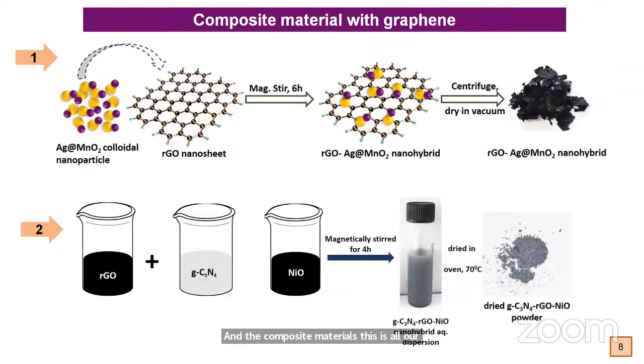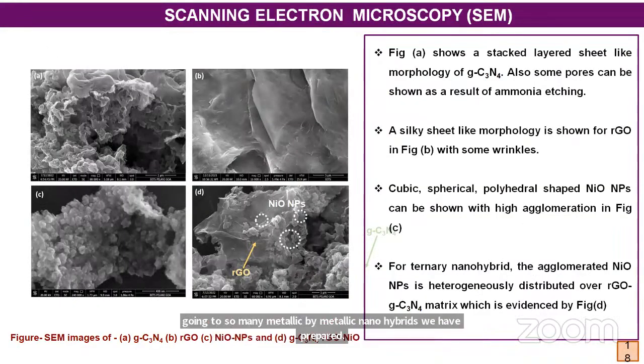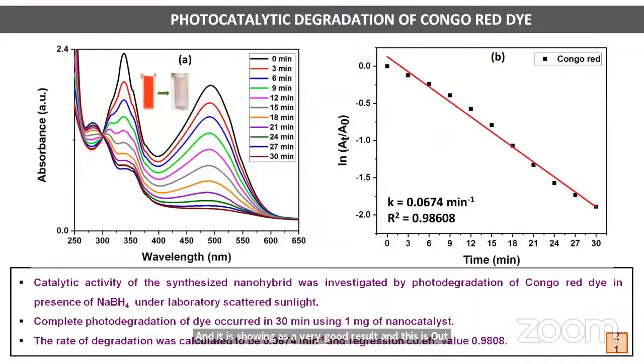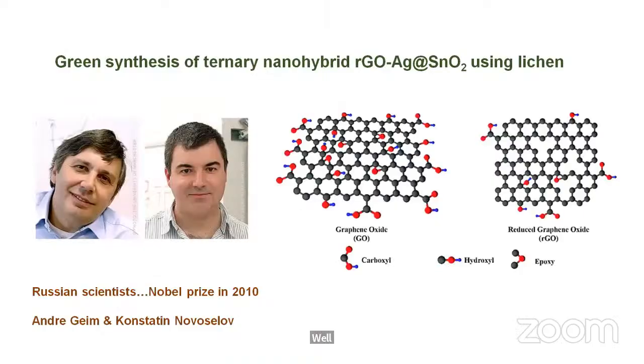We have prepared the graphene oxide, and along with the silver, manganese, so many metallic, bimetallic nanohybrids we have prepared, and it is showing us a very good result. And out of all the work on our nanomaterials, this is one of the best work which I can highlight. It is degrading the Congo red dye so fast. And it has been published in Materials Today Sustainability. So this is a green synthesis of ternary nanohybrids using a lichen.